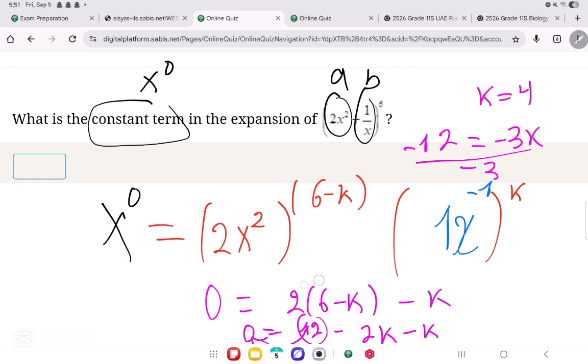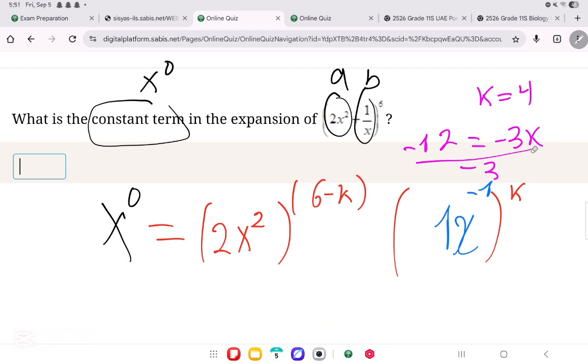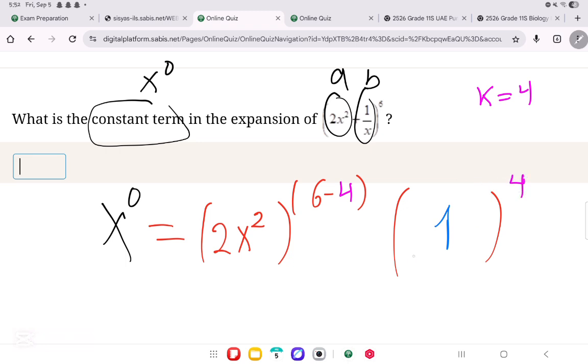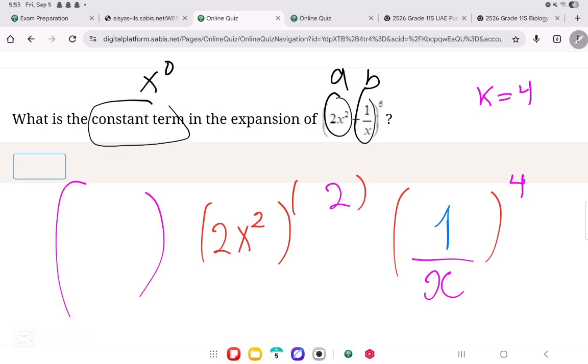Now we have the value of k. We'll be able to substitute it, right? So now we replace k by 4. And I forgot that we have to return the x to how it was originally. Now, what are we missing? We have everything. 6 minus 4 is 2. The only thing we're missing is the combination. So it's going to be 6 and 4.